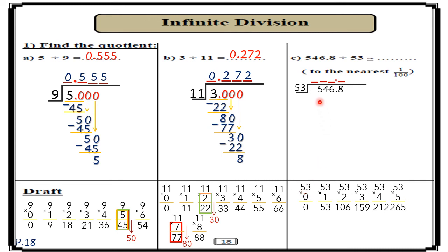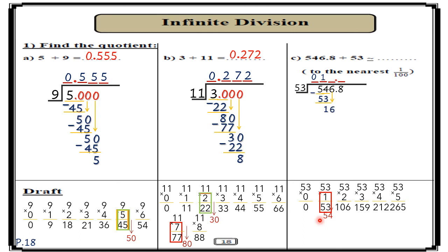Start with the first digit, 5. 5 is smaller than 53, so write 0 up and take the next digit. 54 is bigger than 53, so search. 54 is between 53 and 106, so I have to take the smaller, which is 53. The number which is up, up; the number which is down, down; minus. 54 minus 53 equals 1. Then after minus, drop 6.